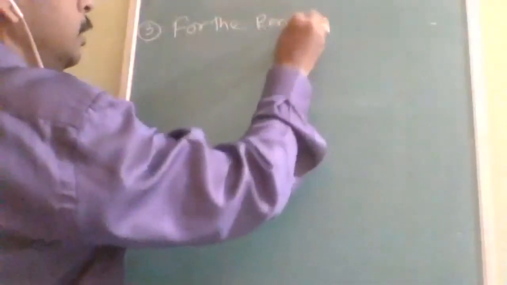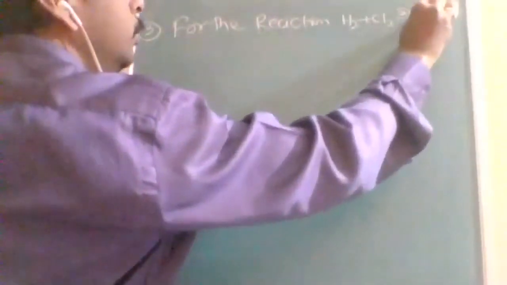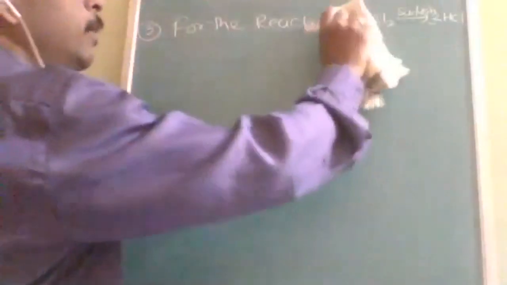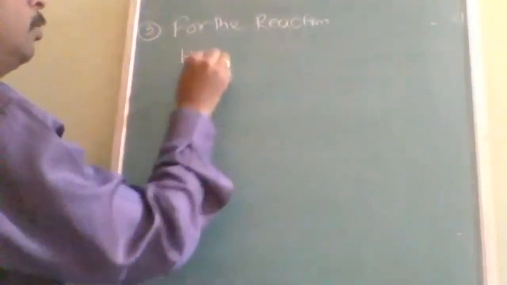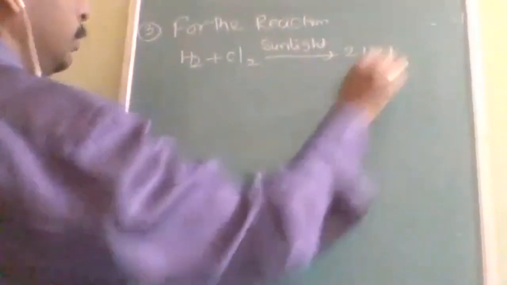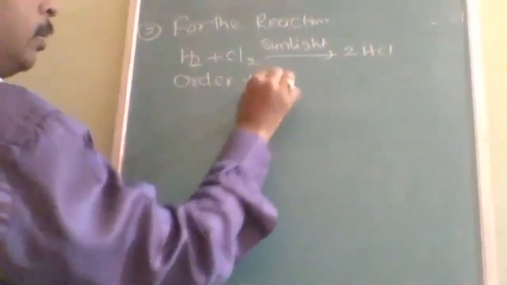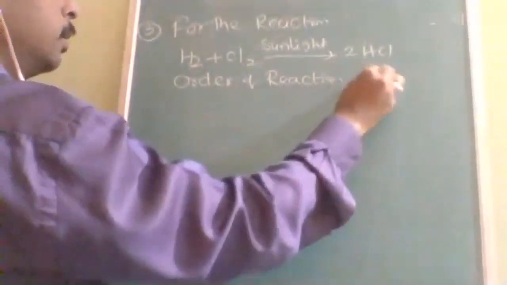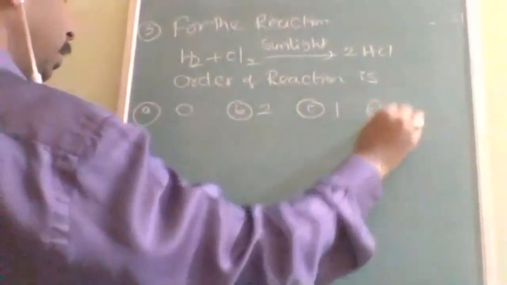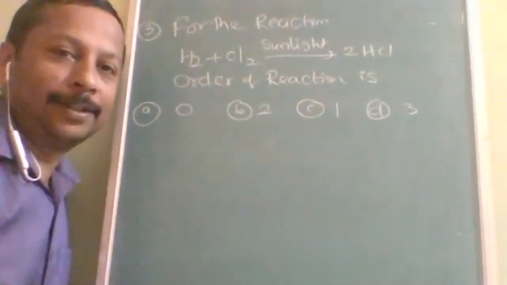Okay, next question. For the reaction H2 plus Cl2 in sunlight gives 2HCl. For this reaction, what we have to find out is the order of reaction. Option A says 0, option B says 2, option C says 1, and option D says 3. Okay, so now I think it is the easiest question.